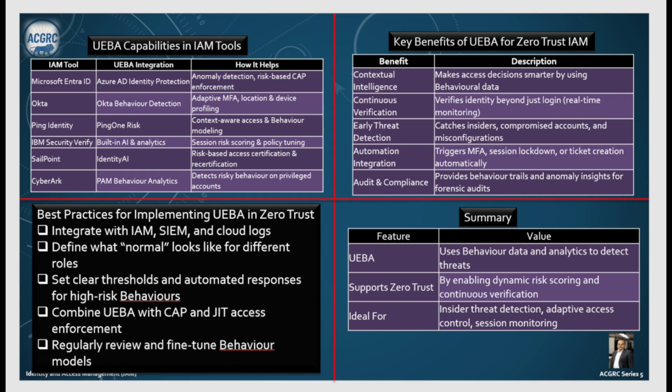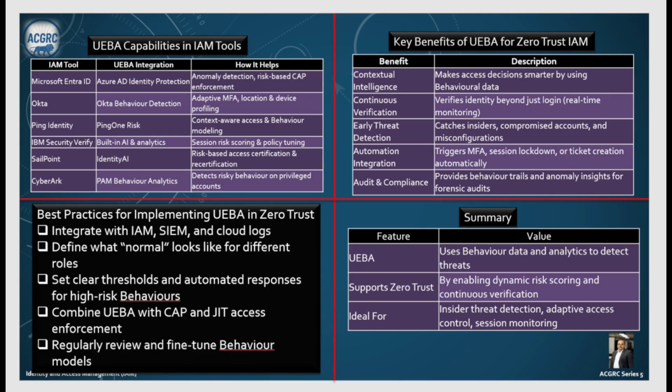From a best practice perspective of implementing UEBA in zero trust: integrate with IAM, SIEM, and cloud logs. Define what normal looks like for different roles. Set clear thresholds and automated responses for high risk behaviors. Combine UEBA with CAP and JIT access enforcement. Regularly review and fine tune behavior models.